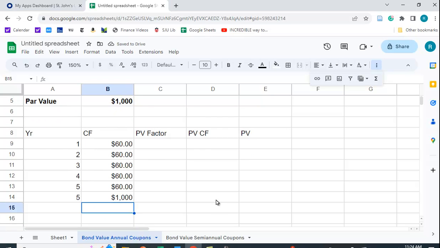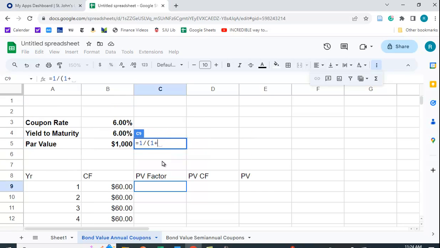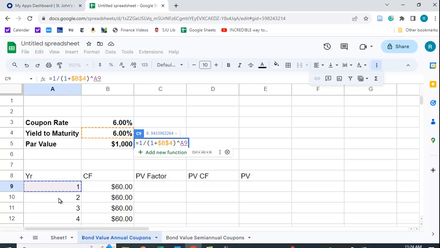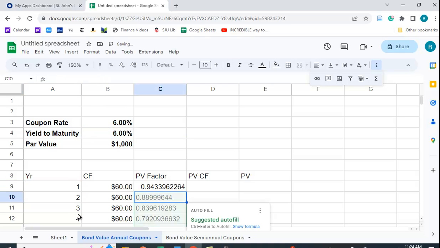And if we want to figure out the present value, we could use the formula or the present value factor, which is 1 divided by 1 plus the interest rate, which in this case is the yield to maturity. It's the yield to maturity that changes. The coupon rate stays fixed. And I'm going to hit the F4 key because when I copy it down, I want it to stay on cell B4. And I'm going to raise this to the power year, so number 1. So this is the present value factor.